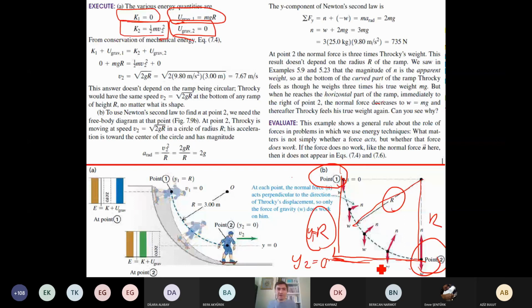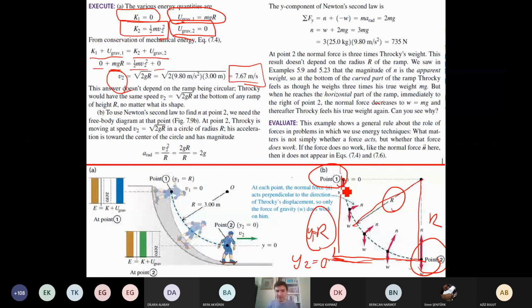Since the mechanical energy is conserved because there is no other work done, E1 is equal to E2. E1 is given with this one, E2 is given with this one. So put the kinetic and gravitational potential energies into this equation, and then finally you can calculate V2 as 7.67 meters per second. So what about the radial acceleration?